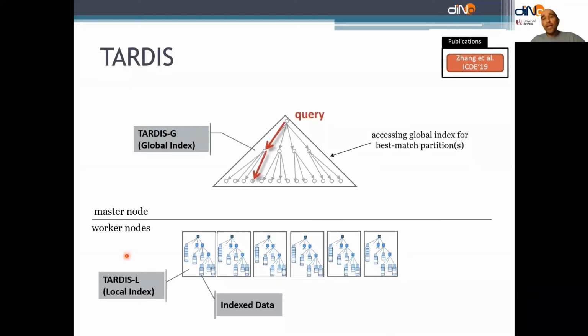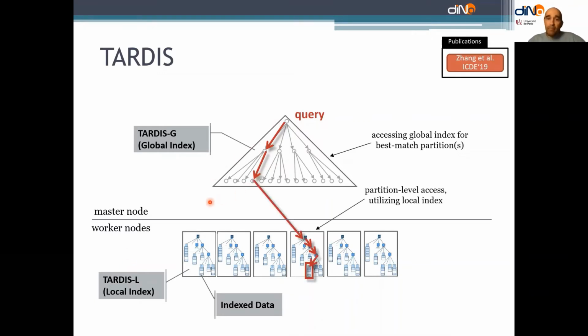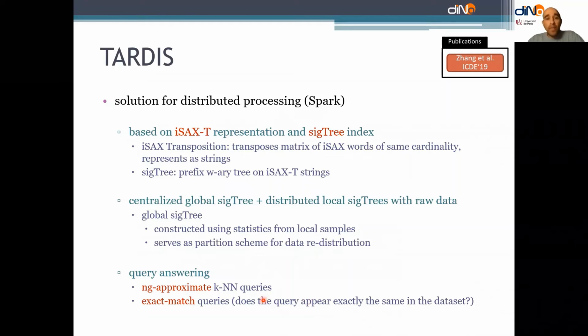And for query answering, the query uses the global index to identify the most promising partition, and then in that partition we search the local index to identify the most promising answers. So TARDIS supports approximate KNN queries as well as exact match queries. So exact match queries are queries where we want to check if our dataset contains exactly the same sequence as the query sequence.